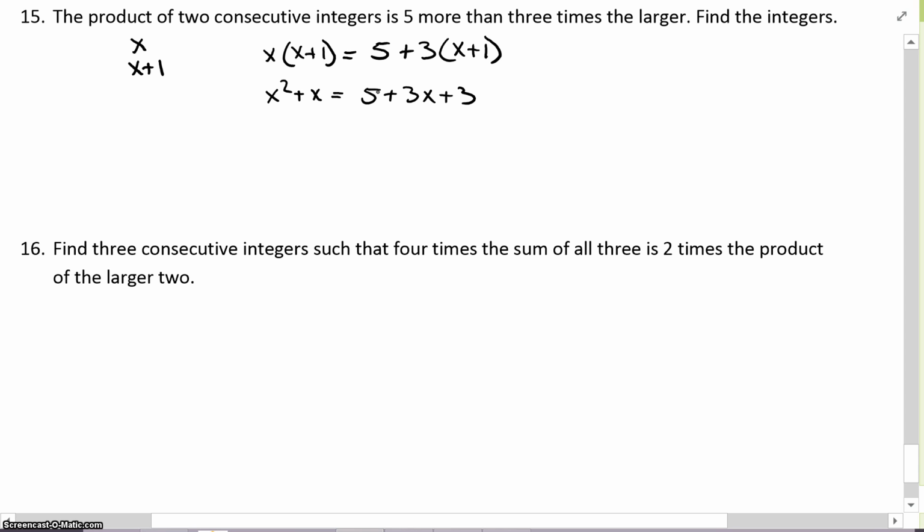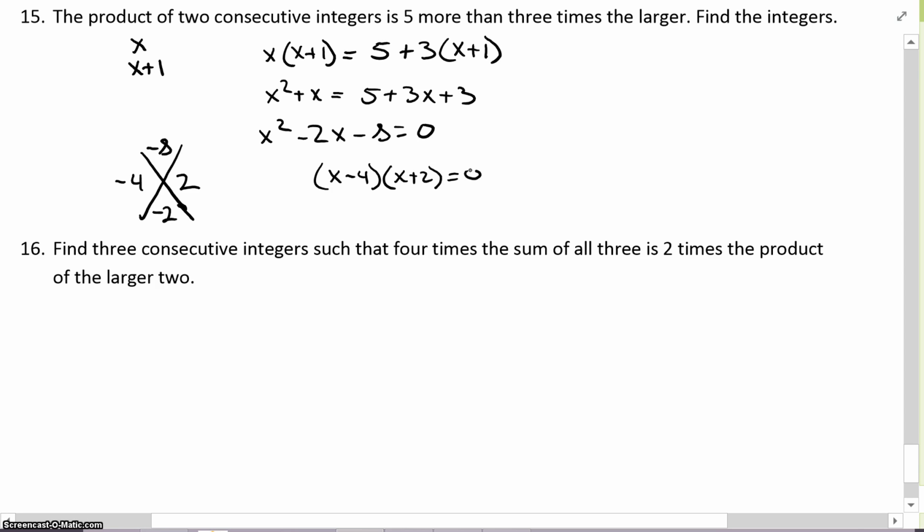So let's get everything to one side of the equation. I'm going to get x squared, minus 3x from each side, so minus 2x, and 5 plus 3 is 8, so minus 8 equals 0. So my a times c value is negative 8, my b value is negative 2. Two numbers that have a product of negative 8 and a sum of negative 2: negative 4 and 2 seem to work. So I'm going to rewrite my equation: x minus 4 times x plus 2 equals 0.